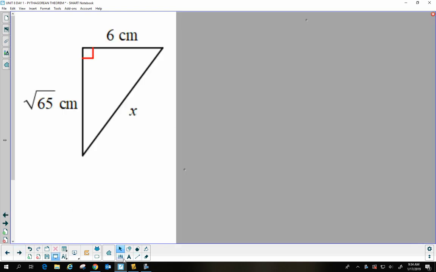So here we have a right triangle. Remember, we know it's a right triangle because of the box in the corner. And a reminder that the side across from that right angle is always the hypotenuse, and then we call the other two sides legs. And that's something you should already know, but it's good to go over.